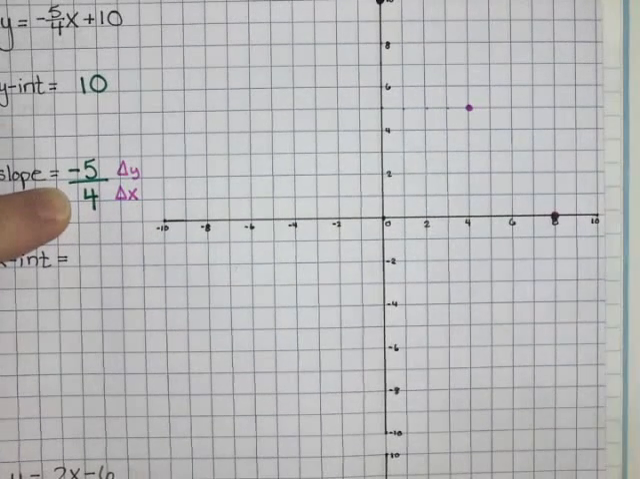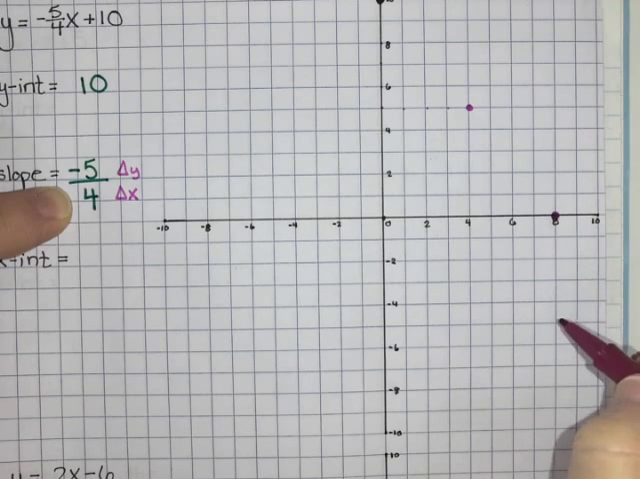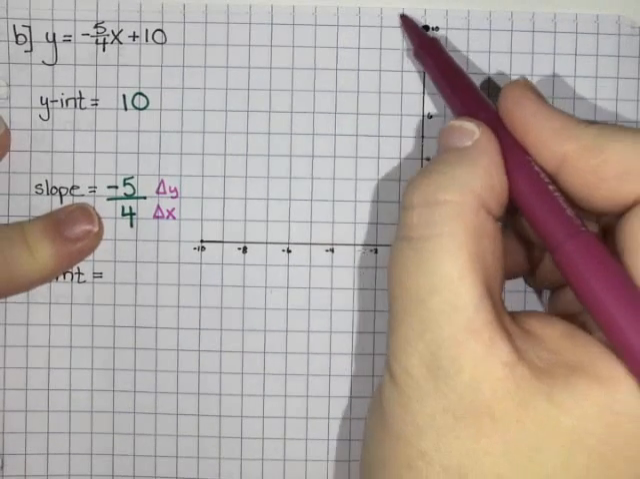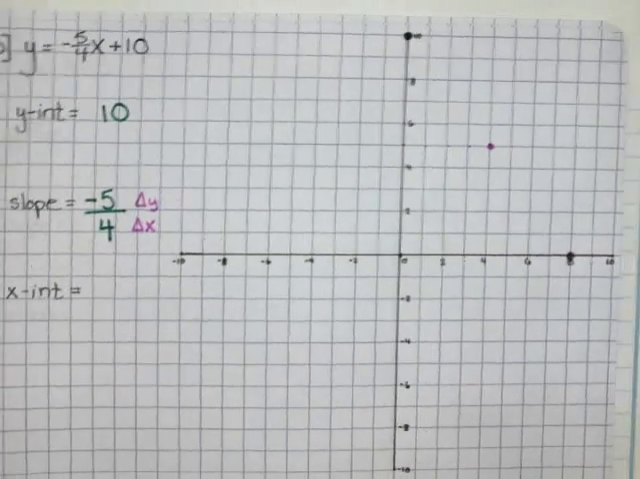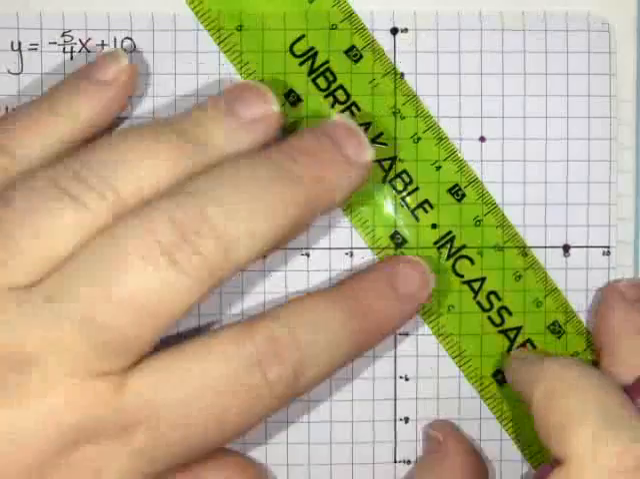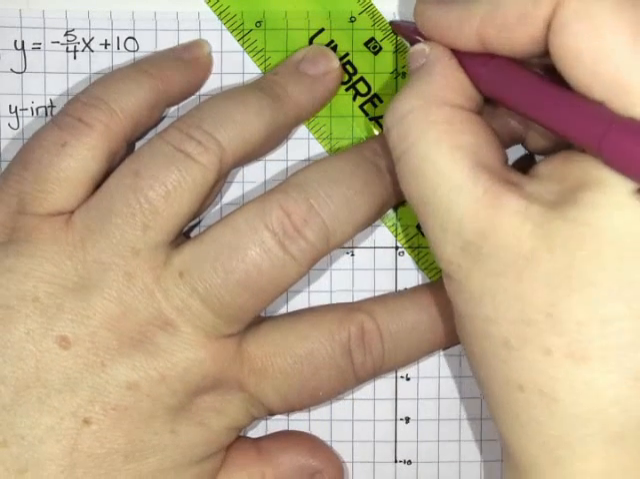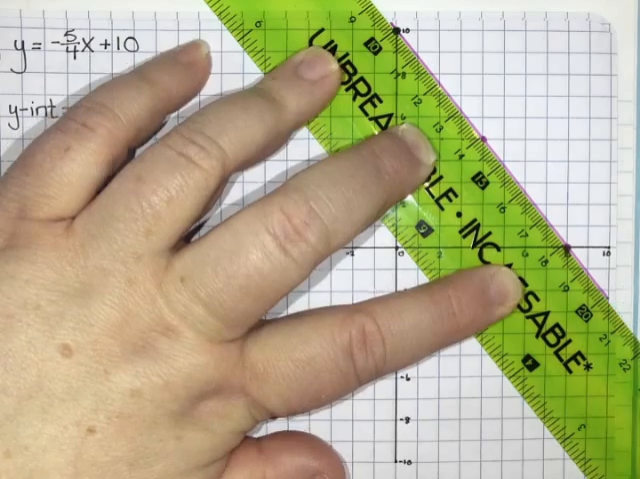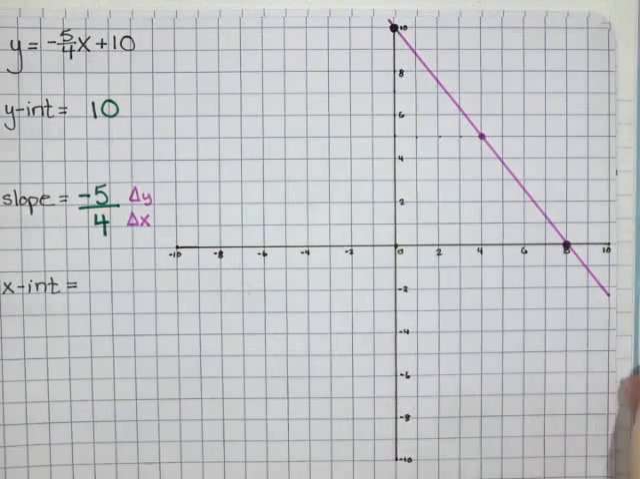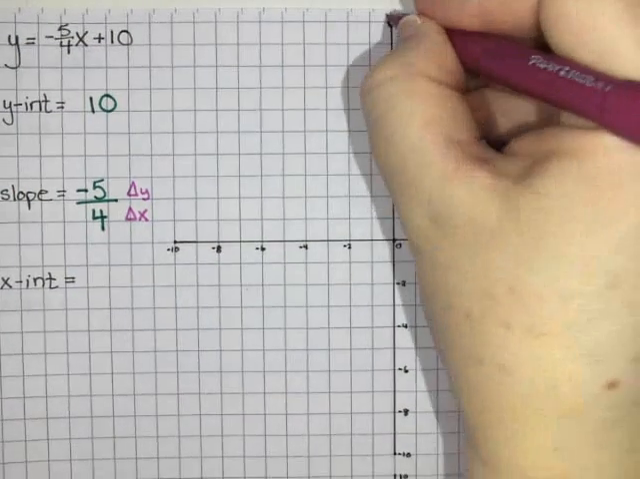And then I would do it again, except I don't have enough room to go over 4. I have enough room to go down 5, but I can't go over 4. And I can't go backwards because that's as high as my graph goes. So I'm just going to line up my points, draw my line. I'm going to extend it as far as I can and put arrows on the end.